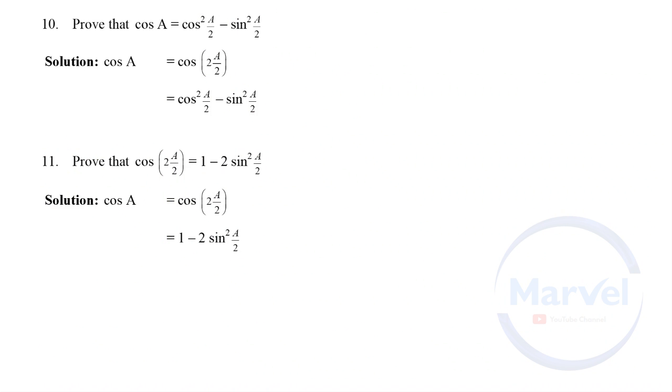Next, cos a equal to cos square a by 2 minus sin square a by 2. Cos a can be written as cos of 2 into a by 2. What is the cos 2 theta formula? Cos square theta minus sin square theta. So here theta is a by 2: cos square a by 2 minus sin square a by 2. Next, cos 2 theta, another formula: 2 cos square theta minus 1. Here not this formula, but 1 minus 2 sin square theta.